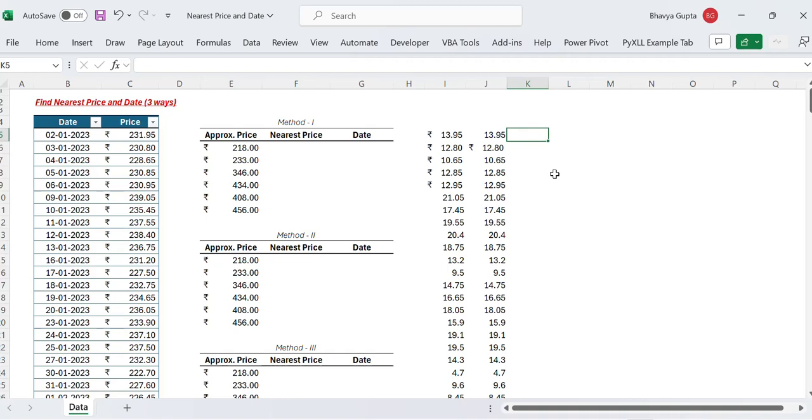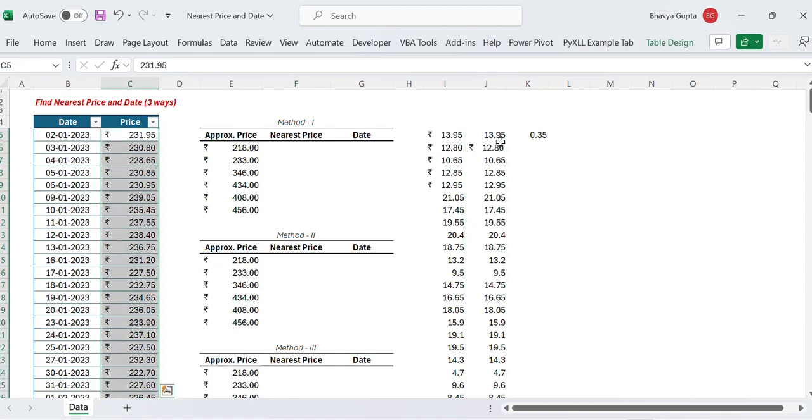Now our next task is to find out the minimum absolute difference. So we will use equals MIN of these neutralized differences. This is the minimum difference, 0.35. Just by looking at this difference, we cannot say right now whether it is on the upside or on the downside. So the final value could either be 218 plus 0.35 or 218 minus 0.35, but we cannot assure anything for now. We will have to look up this difference in this array and then return the corresponding price here, right?